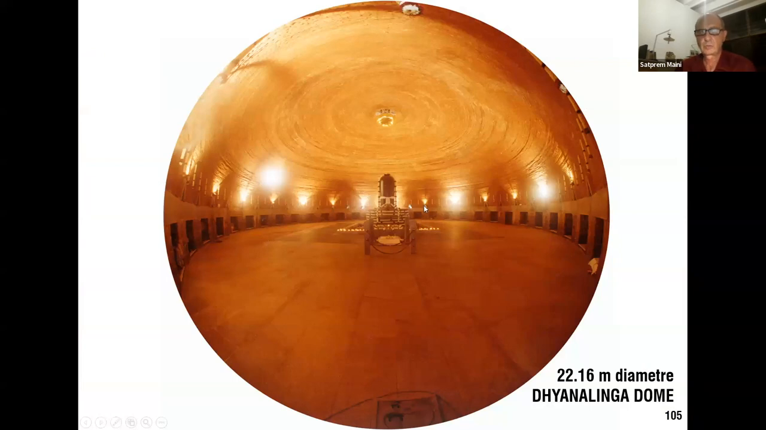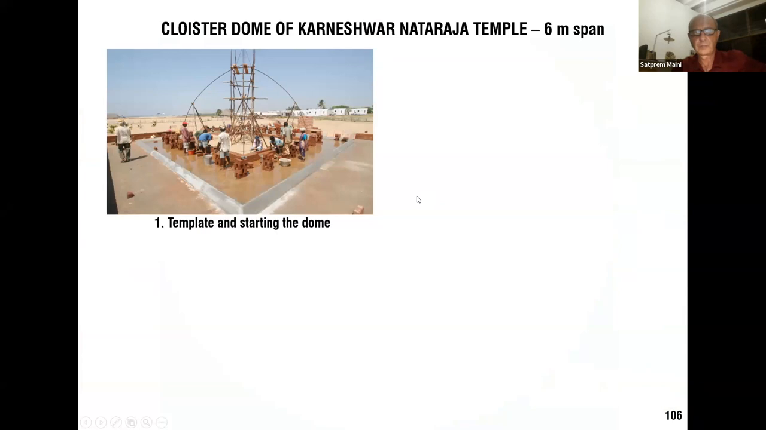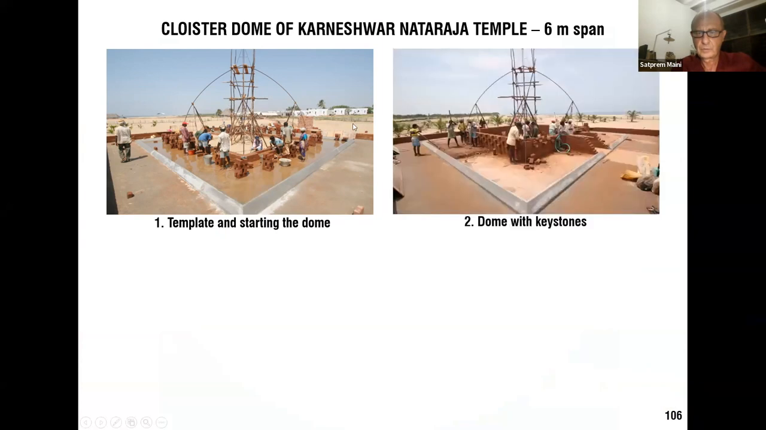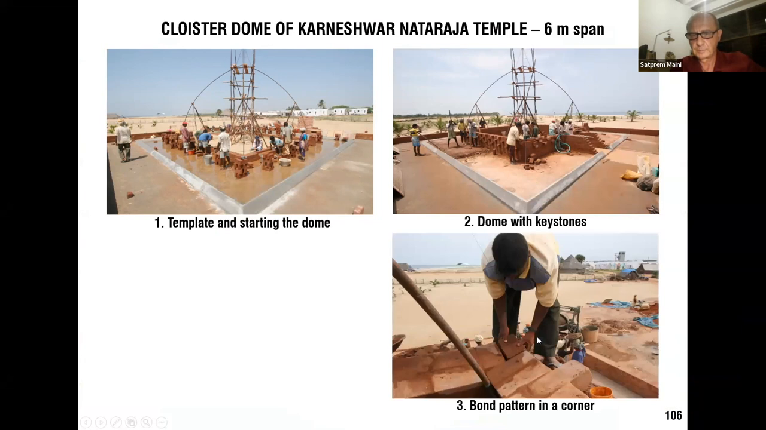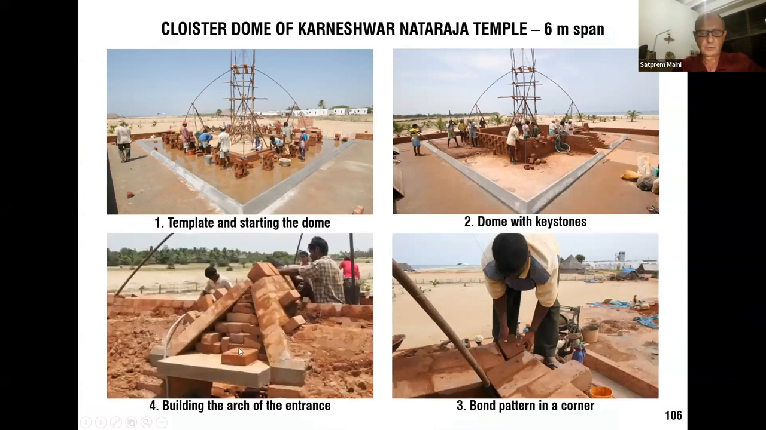Now, the cluster dome of the temple near Auroville, the Nataraja temple. Template here for the cluster dome. We have keystones here to link the dome with the masonry of the pyramid. You'll see, after you have seen it yesterday, I will show it again after. Bond pattern in the corner. We have a small arch at the entrance for the ventilation of the room.